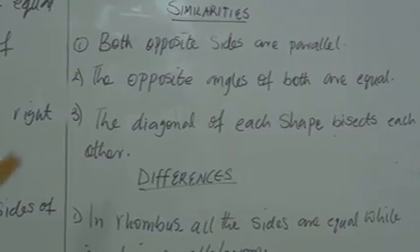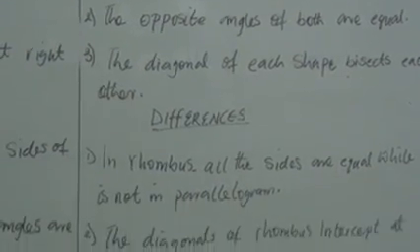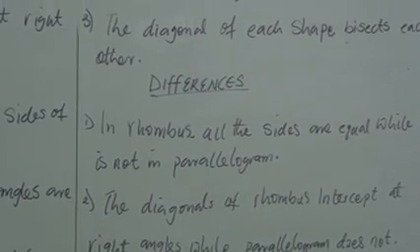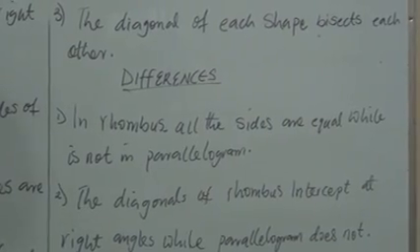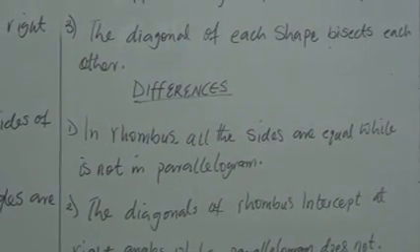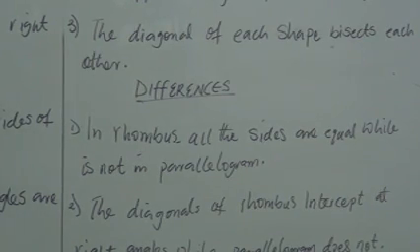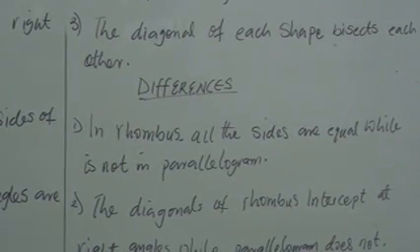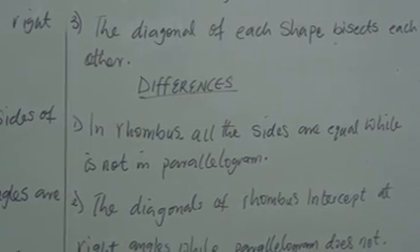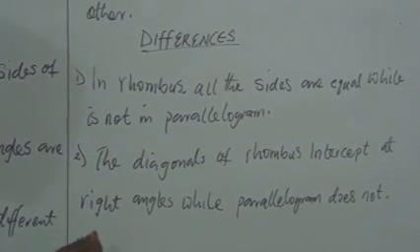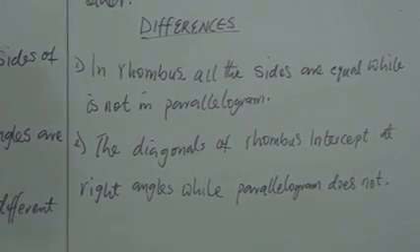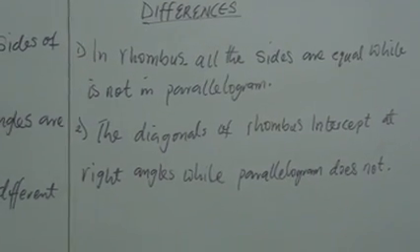So hence they have similarities, which means there should be differences. In their differences, number one, in a rhombus all the sides are equal, which is not so in parallelograms. Number two, the diagonals of a rhombus intersect at right angles, while those of a parallelogram do not.